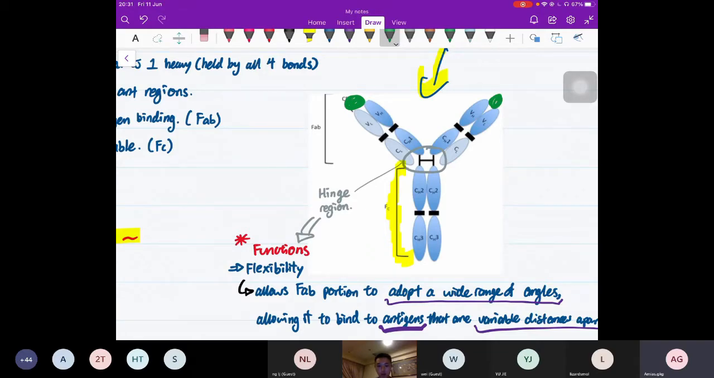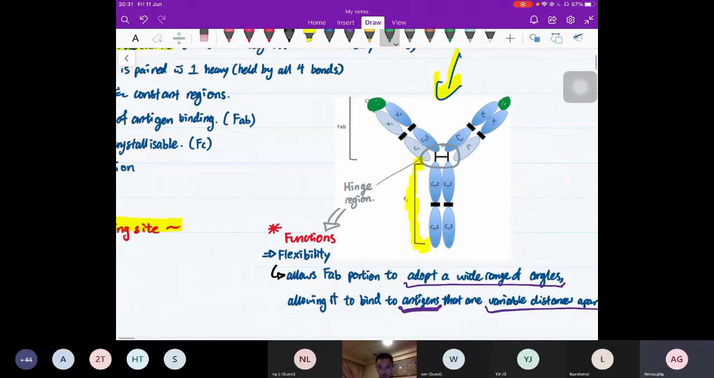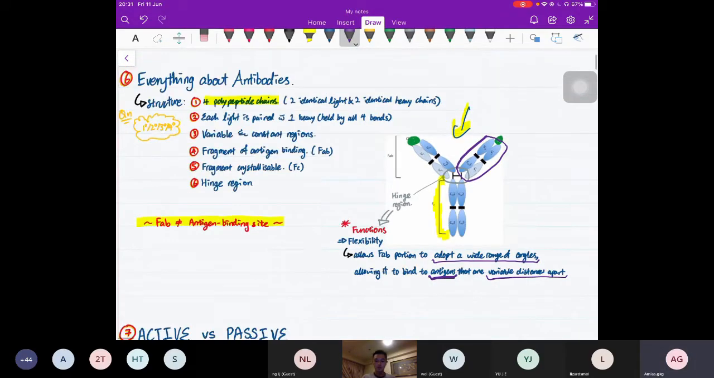So the portions in green are your antigen binding sites, but the portions in purple are your fragment of antigen binding. So you have to differentiate that your antigen binding site is not your fragment of antigen binding.